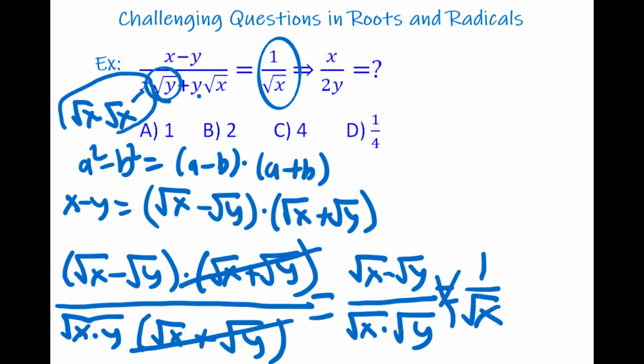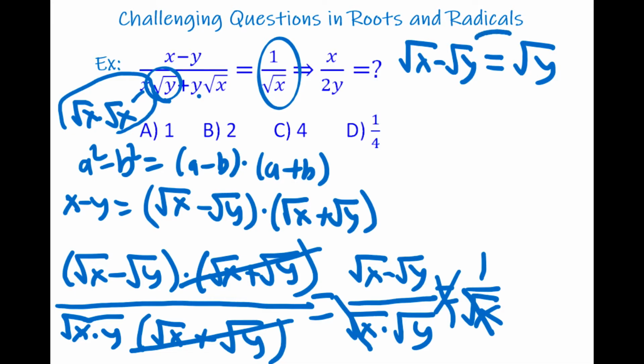If you apply the cross multiplication here, that square root of x will go away with that square root of x. So the leftover is, I'm going to write it at the top right. So I'm going to have square root of x minus square root of y times 1, which is this, equal to 1 times square root of y, which is square root of y, guys.